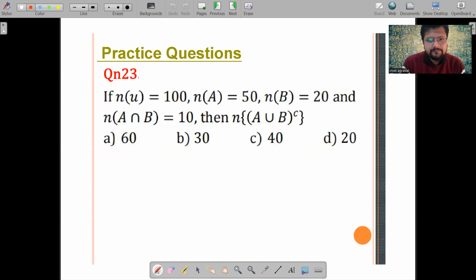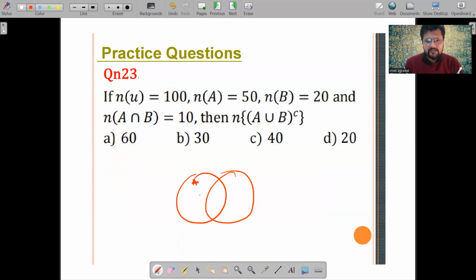The number of elements in the universal set is 100, n(A) is equal to 50. In B, we have 20. A intersection B is 10. And it's asking about the complement of A union B. 40, right? This is the same type of question which we have done earlier.